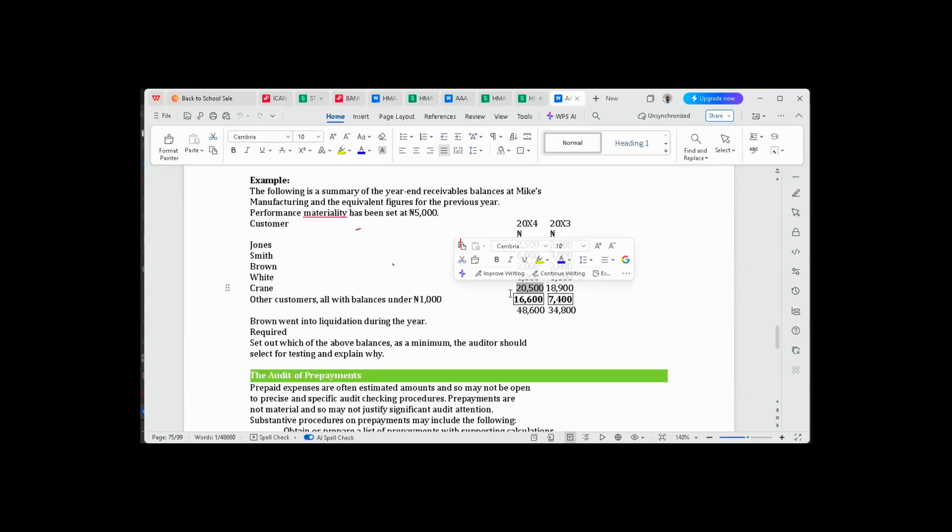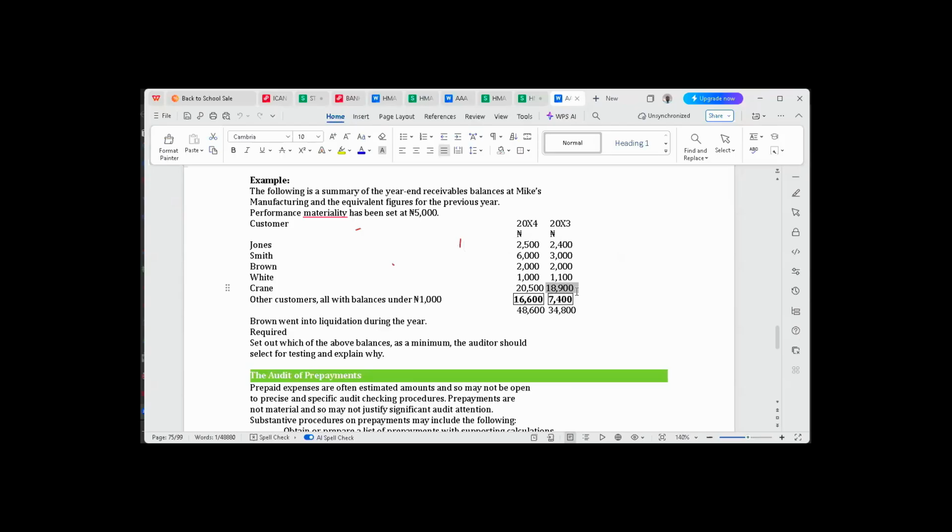And what that means is that if this money cannot be recovered, it's going to affect the business. If this money cannot be recovered, it's going to affect all the business. So that 20,500 represents 42% of the trade receivables for year 20x4. Why 18,900? 18,900 out of 34,300 represents 55% of the trade receivables of the previous year. So what that means is that this constitutes a big risk.